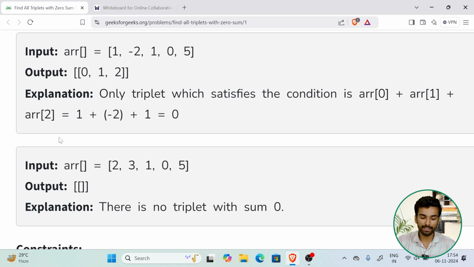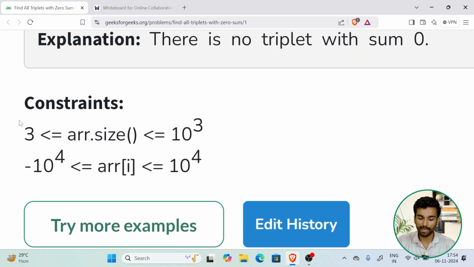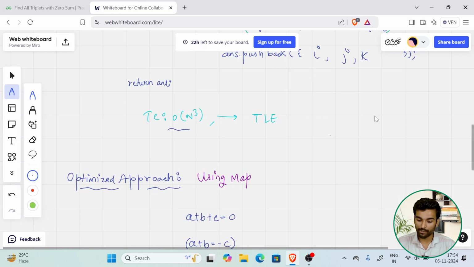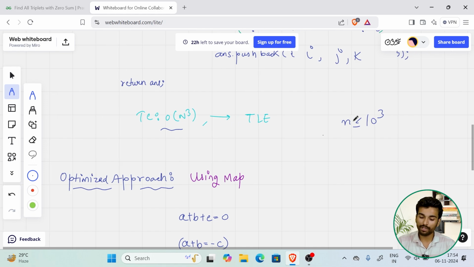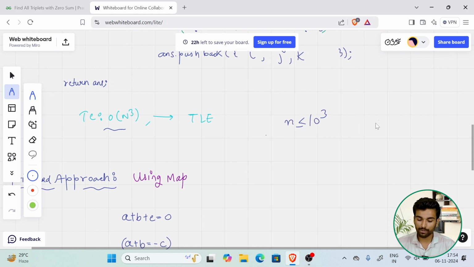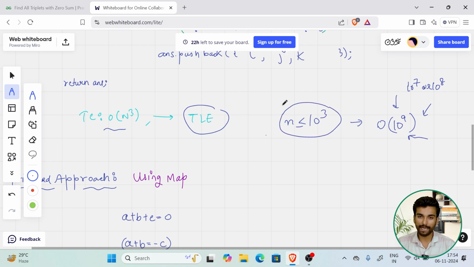But here we can see in the constraints that the array size can go up to 10 to the power 3. So if I denote the array size as n, it can go up to 10 to the power 3. What will be the value of n cube here? It will become order of 10 to the power 9, which is high. That's why it would lead to a TLE, because we can only perform 10 to the power 7 or 10 to the power 8 operations in 1 second. But by using this solution, we are performing 10 to the power 9 operations. So that's why we will be getting TLE.